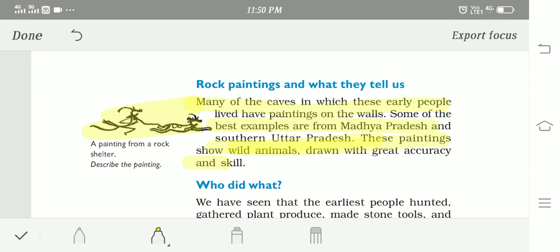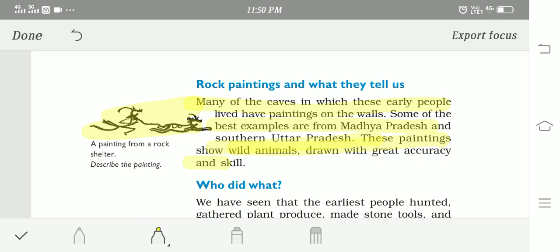So this is showing the kind of animals they had, what kind of size, how big, and what was the strategy of their hunting also. These things they used to depict in different paintings.